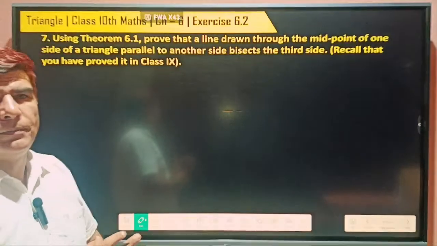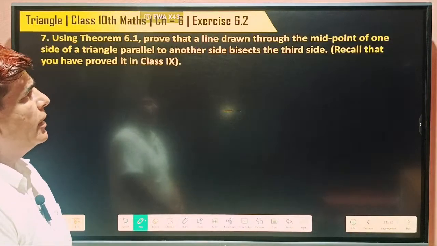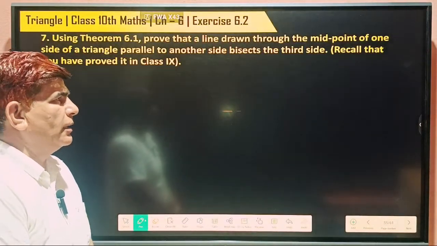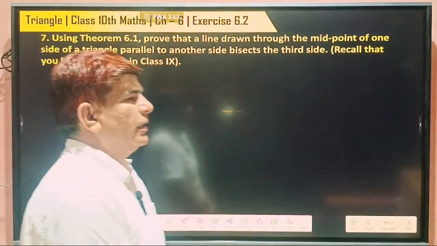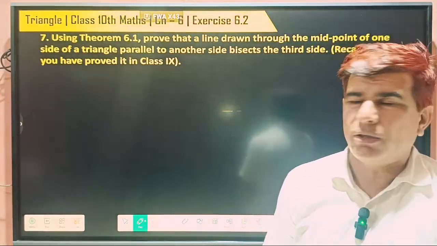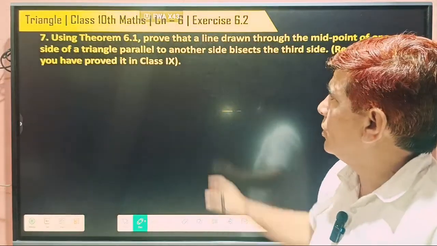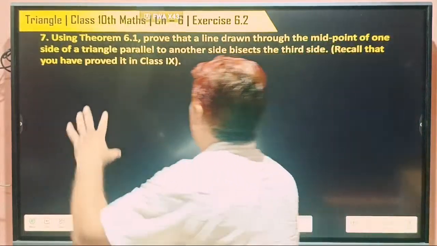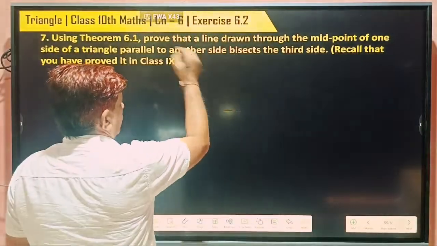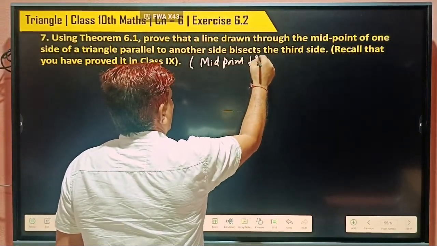Next is this. Prove that a line drawn through the midpoint of one side of a triangle, parallel to another side, bisects the third side. Recall that you have proved this in class 9th, in the chapter on congruence of triangles. So this theorem you have done. It is the midpoint theorem.